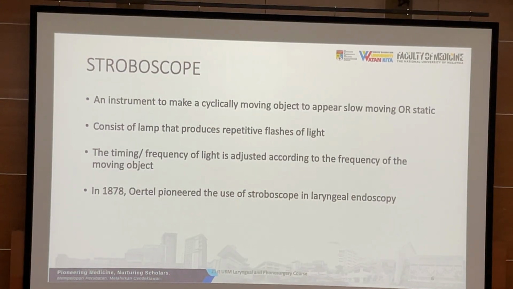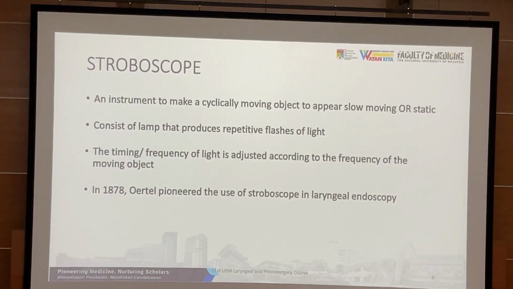So stroboscope is an instrument that produces flashes of light. Whenever you add stroboscope to the laryngoscope, the flashes of light are emitted to a phonating vocal fold, and then you can visualize the mucosal wave. We heard about the physiology of voice production, about the closed phase, open phase, closed phase, open phase. So I give an example of myself.